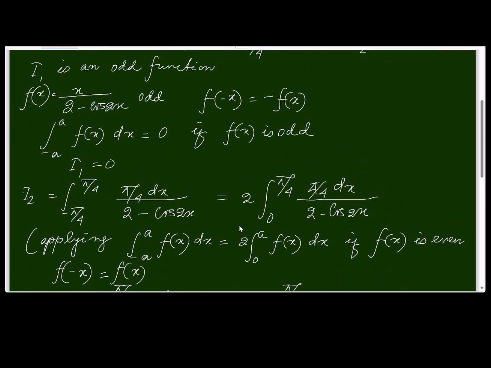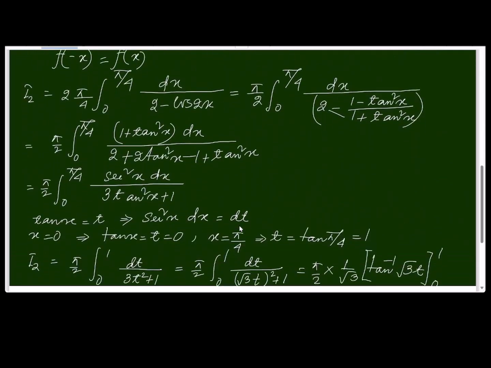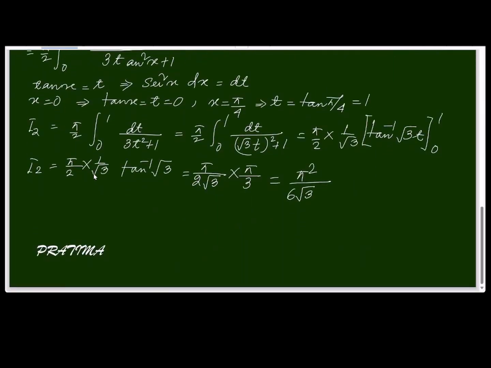Was it an MCQ question? No. So the answer is the integration from negative pi by 4 to pi by 4 of x plus pi by 4 over 2 minus cos 2x dx equals pi square over 6 root 3.